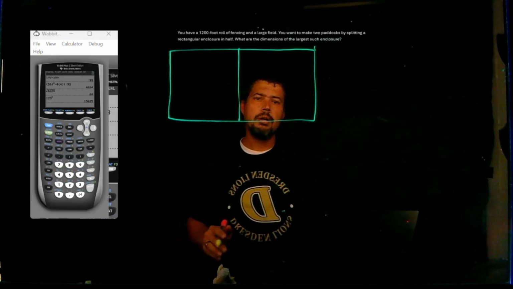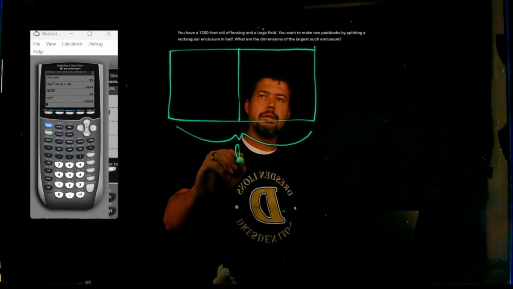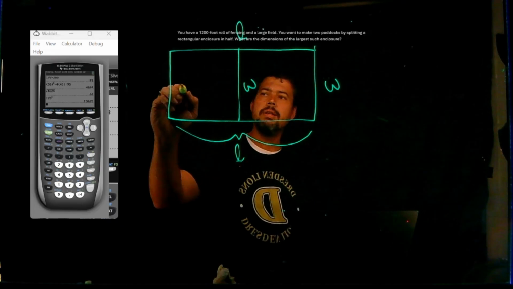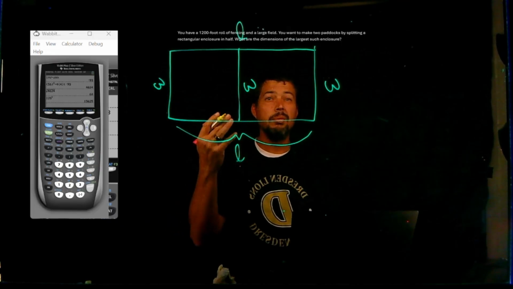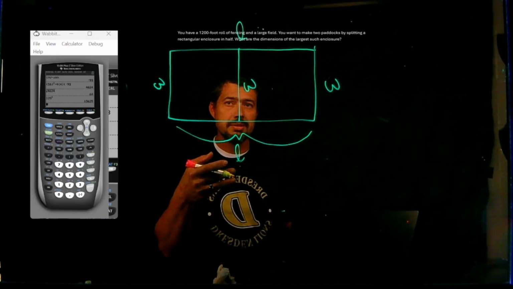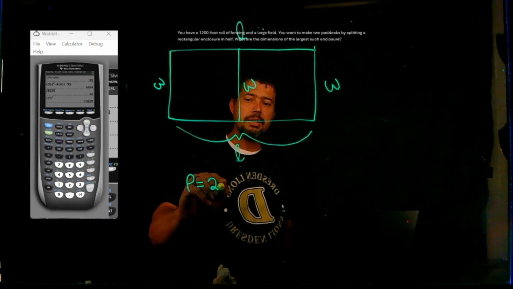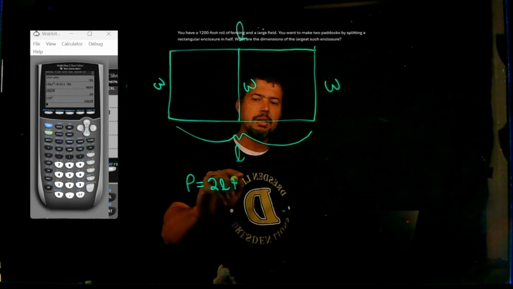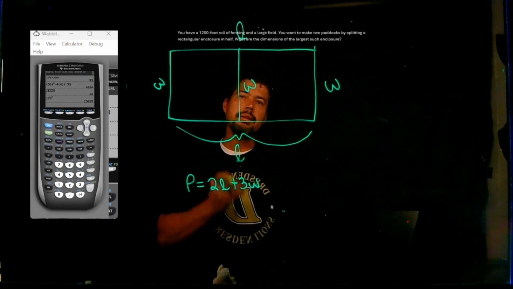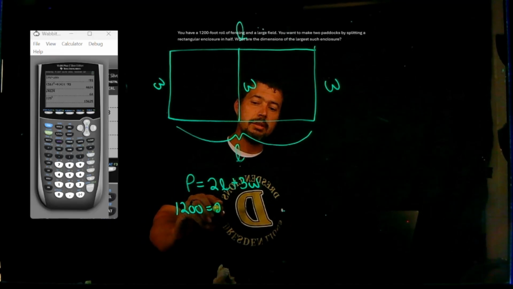Now, when you start talking about dimensions here, you got a length here, you got a length here. But because of how you're splitting your fences, you actually have 3 widths. So normally the perimeter of a rectangle is 2 lengths plus 2 widths, but because of the way this thing is constructed, your perimeter is 2 lengths plus 3 widths. I hope you get that. Now, I do know that the perimeter is 1,200 because I have 1,200 feet of fencing available.